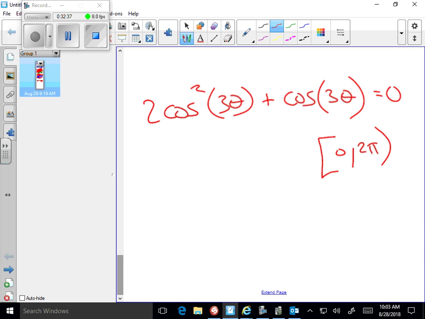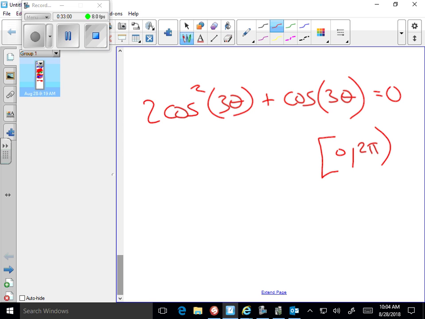5, 4, 3, 2, 1. So I've got 2 pi over 9, 4 pi over 9, 8 pi over 9, 10 pi over 9, 14 pi over 9, 16 pi over 9, pi over 6, 3 pi over 6, 5 pi over 6, 7 pi over 6, 9 pi over 6, and 11 pi over 6. Anyone need me to go through this with them?